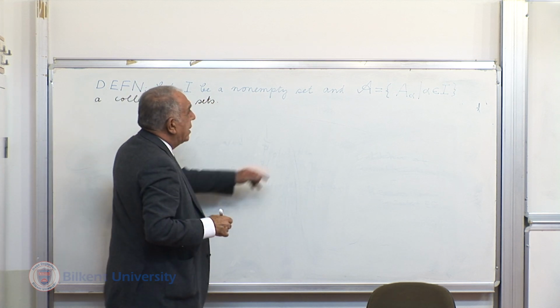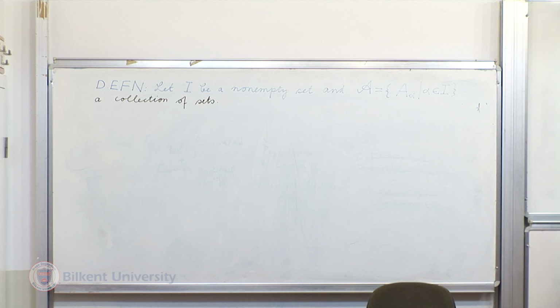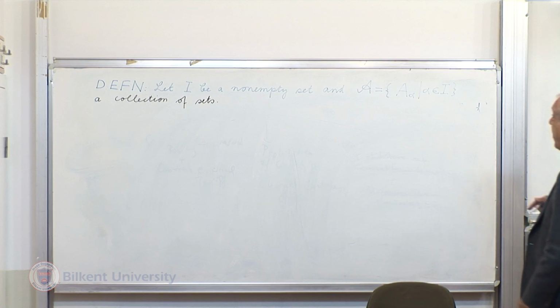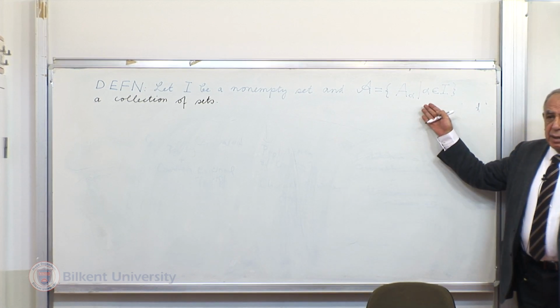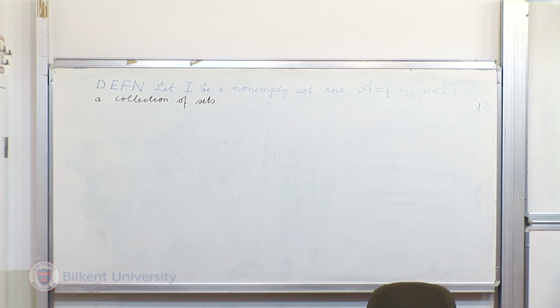Now, we will say that this family of sets has the finite intersection property if and only if, no matter what finite non-empty subcollection of this collection we take, the intersection of the sets in that subcollection will turn out to be non-empty.